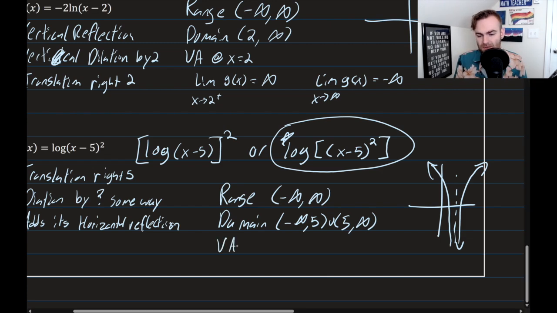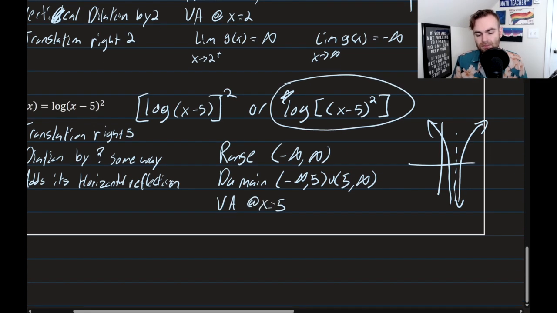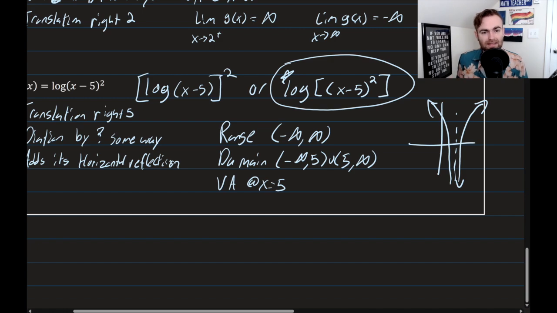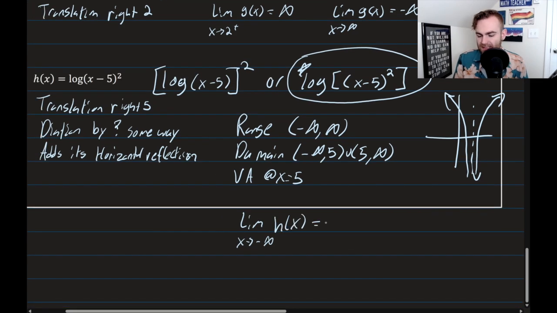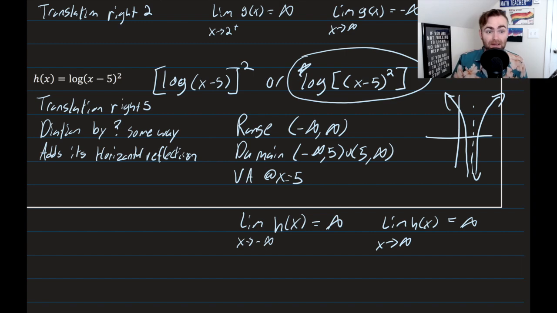We have a vertical asymptote at x equals 5, and then I didn't give myself enough room, but our right-hand and left-hand side limits are interesting as well, because the limit as x approaches -infinity of h of x is infinity, and the limit as x approaches infinity for h of x is also infinity. Both ends are going up. The middle is what's decreasing. It's just very interesting, and we can talk more about it in class, and I would love to.